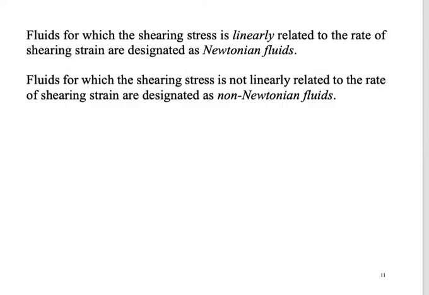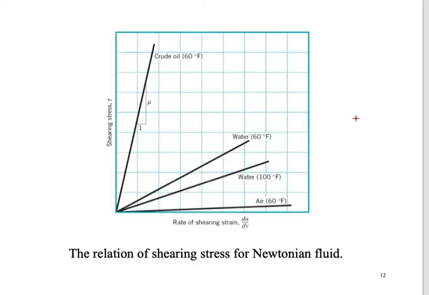Fluid for which the shearing stress is linearly related to the rate of shearing strain are designated as Newtonian fluid. Fluid for which the shearing stress is not linearly related to the rate of shearing strain are designated as non-Newtonian fluid. So here is the description between Newtonian and non-Newtonian fluid. It is easy for us to understand according to this graph.